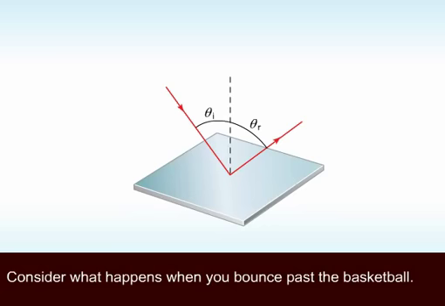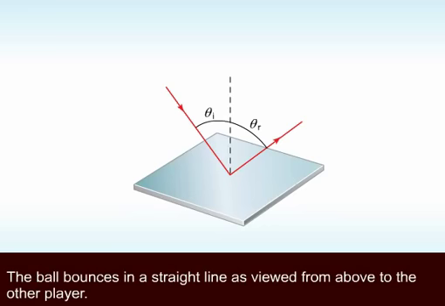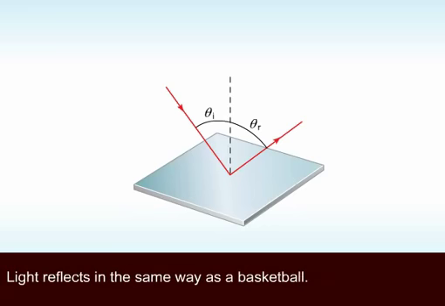Consider what happens when you bounce pass a basketball. The ball bounces in a straight line, as viewed from above, to the other player. Light reflects in the same way as a basketball.